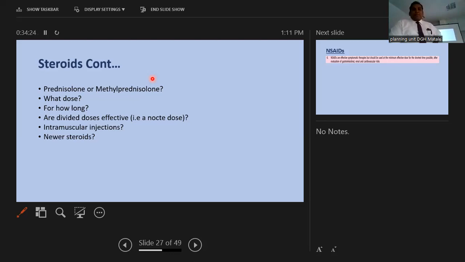And the last thing is, newer steroids are coming up, such as deflazacort, and they are effective in a way. They have the same efficacy, but with a low side effect profile. I generally use deflazacort in patients with poor glycemic control, where you need to start steroids. But this again is not available in the government sector.